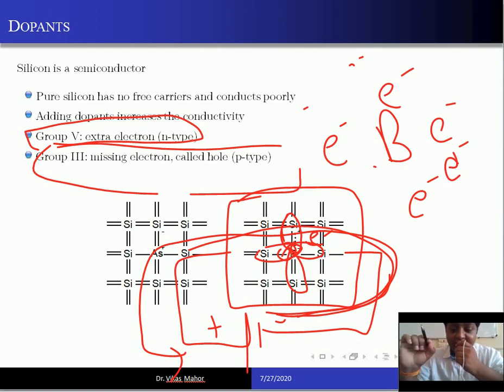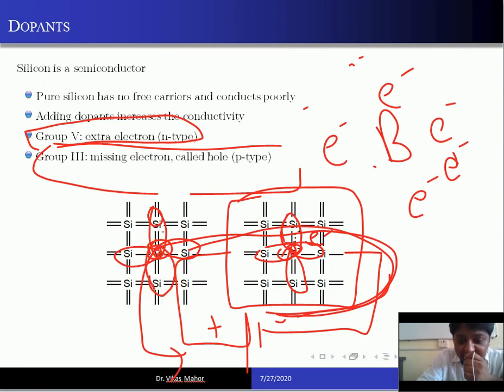Your silicon will make only 3 covalent bonds, and one of the electrons of this extra silicon will not be able to make the bond. So a hole will be there, something like this. When you have this kind of atom, it will make a covalent bond like this, like this, like this, but it won't be able to make one more covalent bond. So this silicon bond is empty.